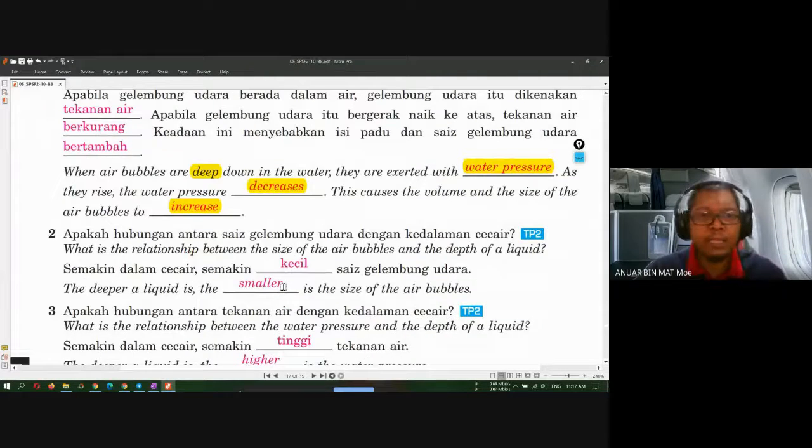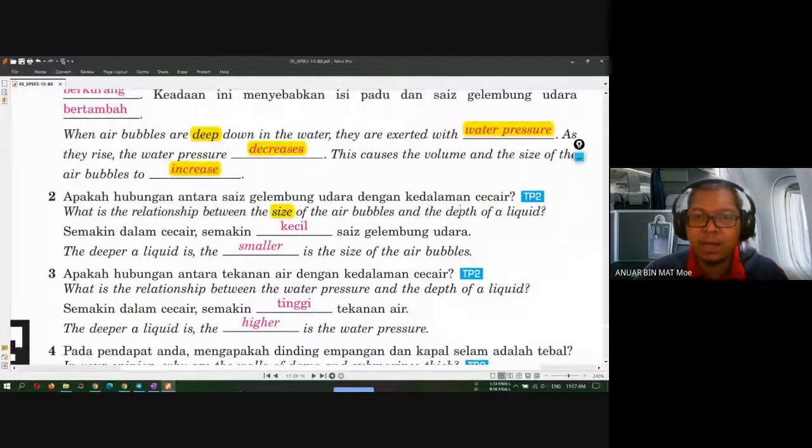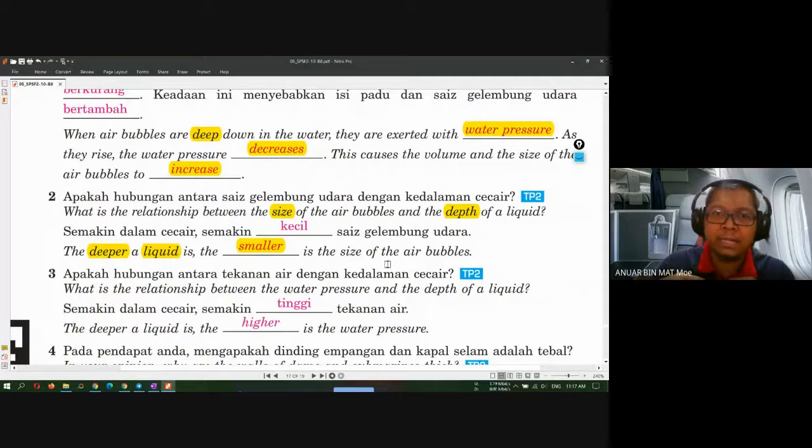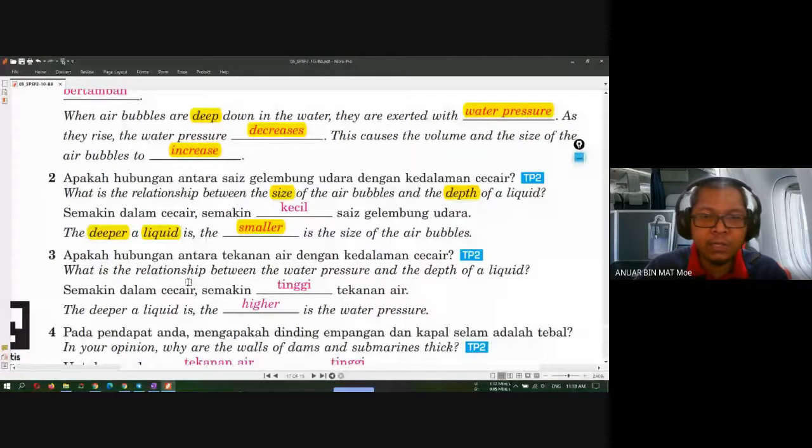Okay. Next one, relationship between the size of the bubble and the depth of the liquid. Of course, the deeper the liquid, the smaller the size of bubble. Or you can go opposite: the shallower the liquid, the bigger the size of bubble, or vice versa. You can answer it in the opposite manner. Okay. So what is the relationship between the water pressure and the depth of the liquid? Already gave you the answer. The deeper the liquid, the higher the water pressure.